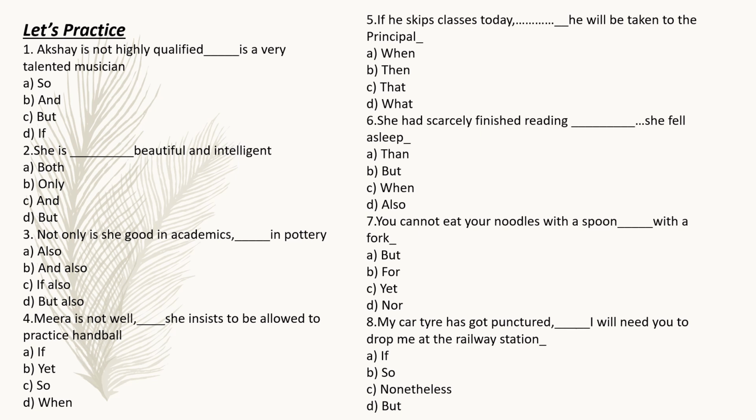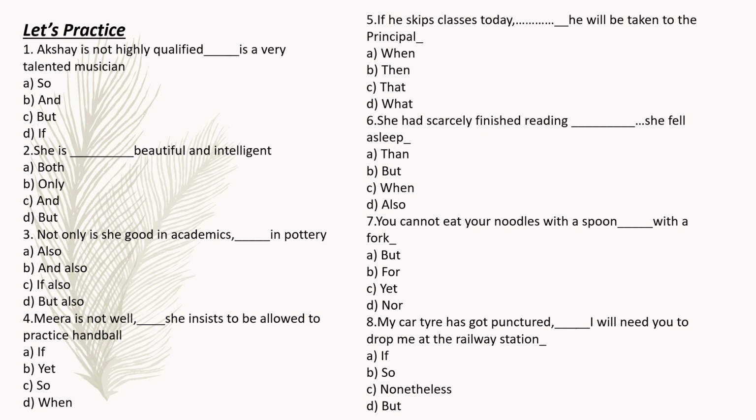Now let's go to question number 3. Not only is she good in academics, dash in pottery. So the correct answer here is D, but also. Not only is she good in academics, but also in pottery.